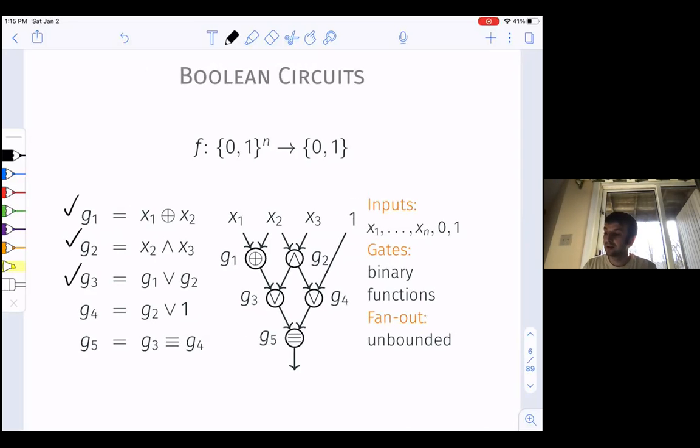Okay? So formally, we have n inputs, x1, x2, xn. We also have the constants 0 and 1. In the gates, in the nodes of this graph, we compute any function of two Boolean variables. And we do not pose any restrictions on the out degree, on the fan out of the gates. So this model of computation is called Boolean circuits. And the size of a circuit is the number of gates in it.